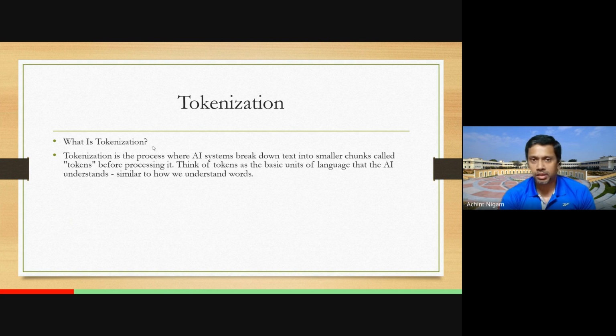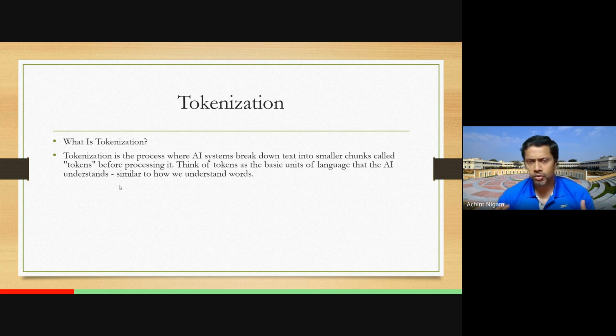It's not just a single same sentence. Okay. So it is broken down into smaller chunks called tokens before processing it. And think of tokens as the basic unit of language that the AI understands, similar to how we understand the words. For us, it's our alphabets, then alphabets combine. Similarly, for LLMs, it is the tokens, how the different tokens, and then the probability model.